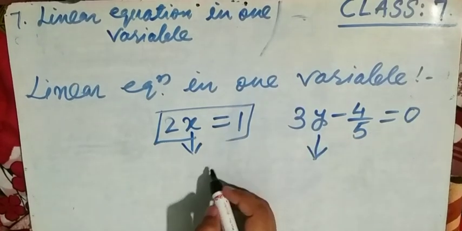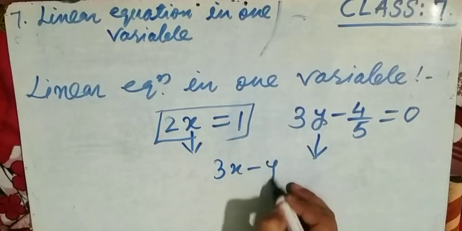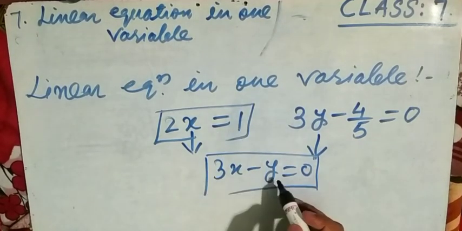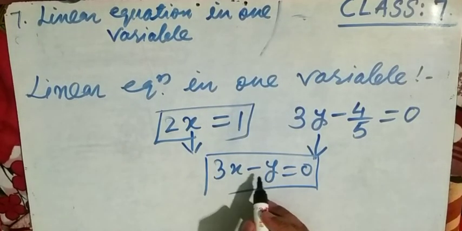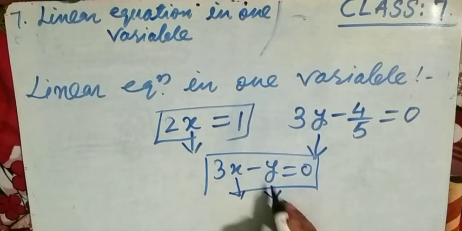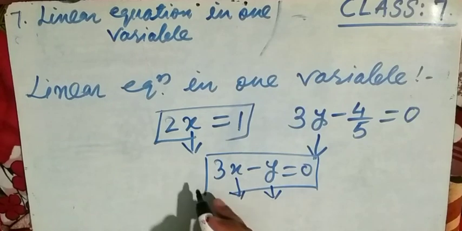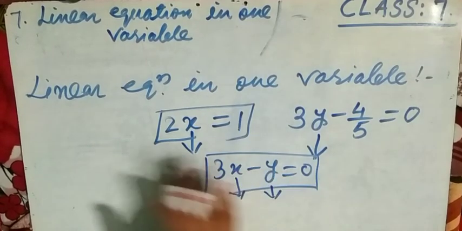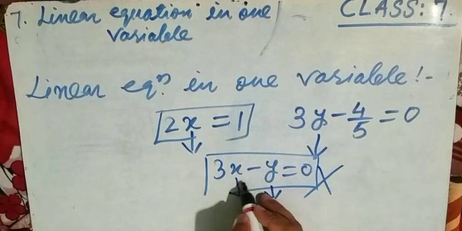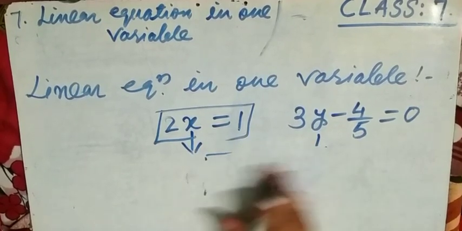Okay, suppose think about 3x minus y is equal to 0. This is not a linear equation in one variable. This is a linear equation, but it is not with one variable, because here is the x, here is the y, so these are two variables. So this is called a linear equation with two variables. And here the topic is linear equation in one variable, so this 3x minus y is not a linear equation in one variable. I hope you will be clear.